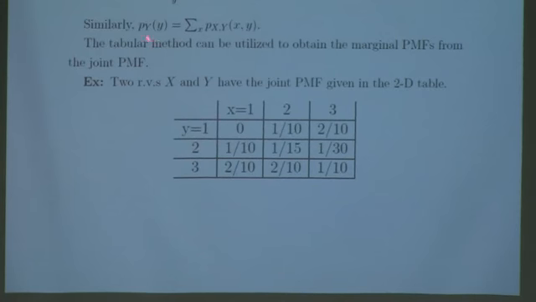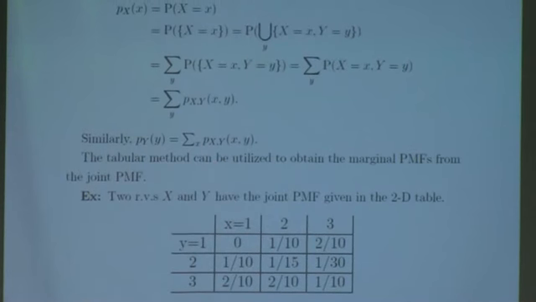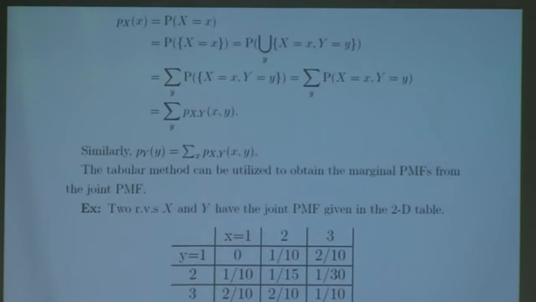So this is p_Y(y). Similarly, the marginal of Y can be found by summing over all x, summing along the x direction, the joint PMF p_XY. We looked at this example, if you remember.